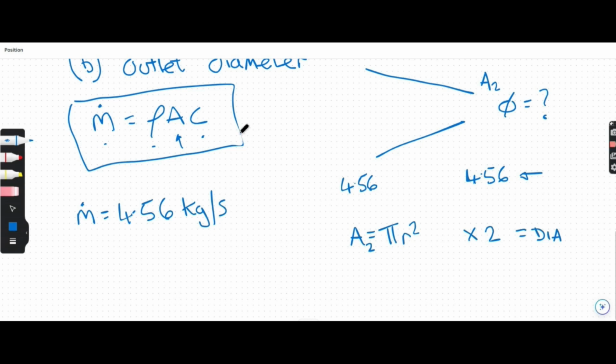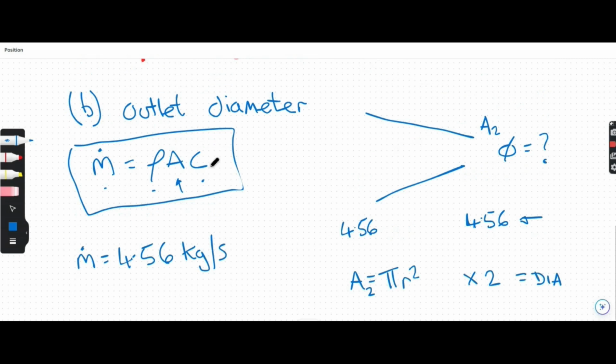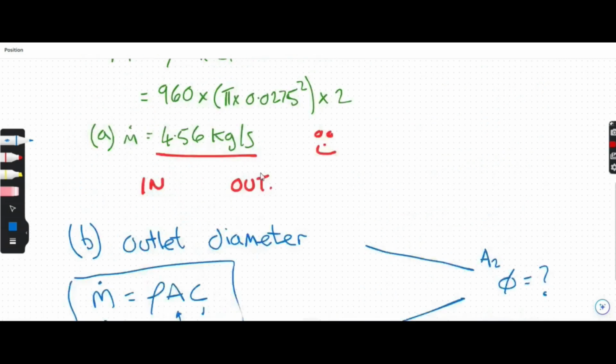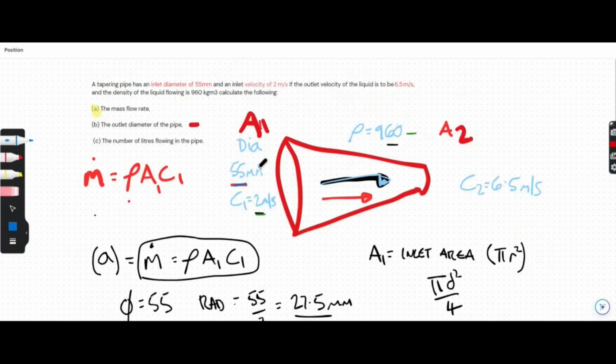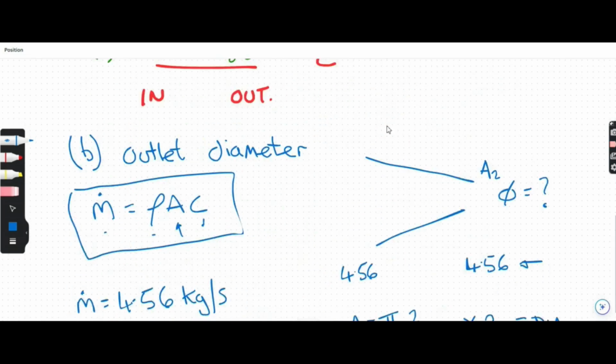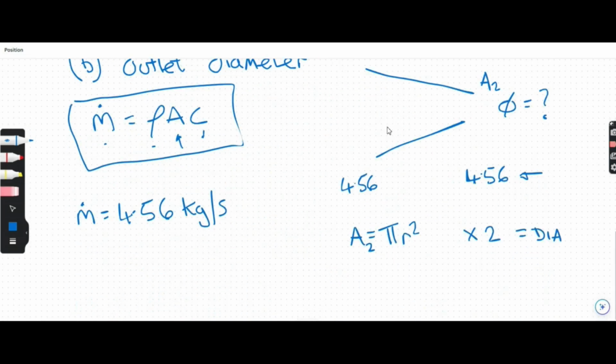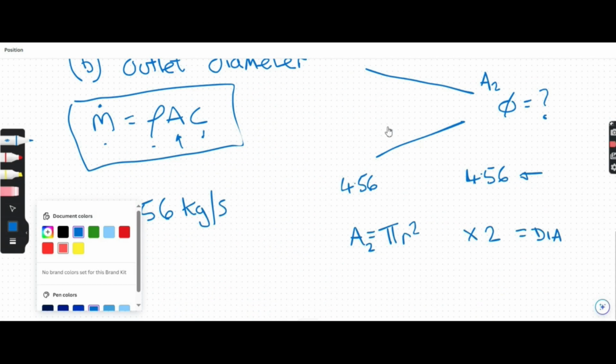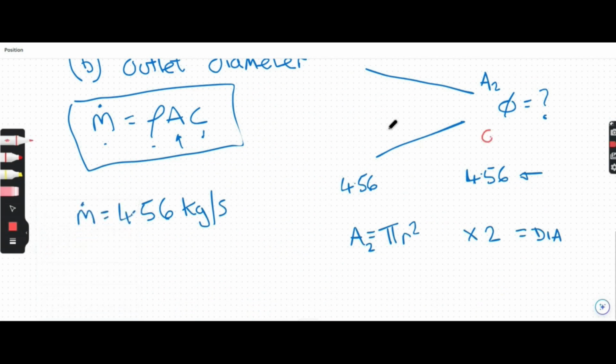Right? So I need to find, it's been given somewhere, what's my speed coming out? If I go up, it says here, tapering pipe has an inlet diameter of 55 and an inlet velocity of 2. If the outlet velocity of the liquid is to be 6.5, that means I want 6.5 meters per second to come out of the end.